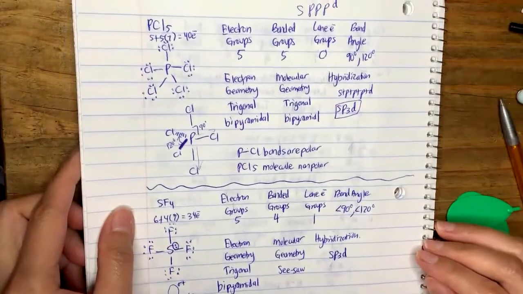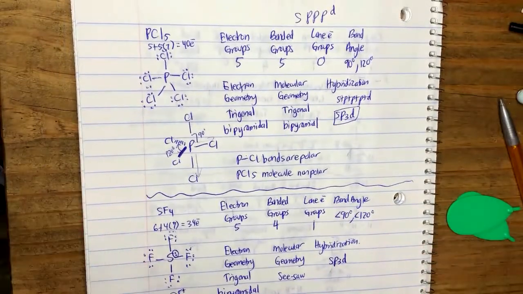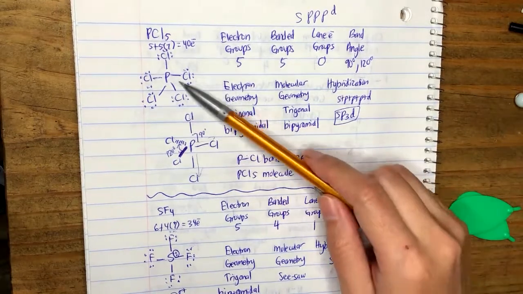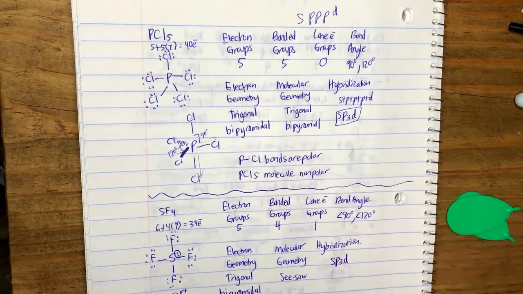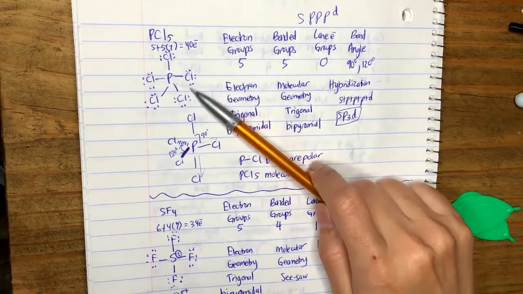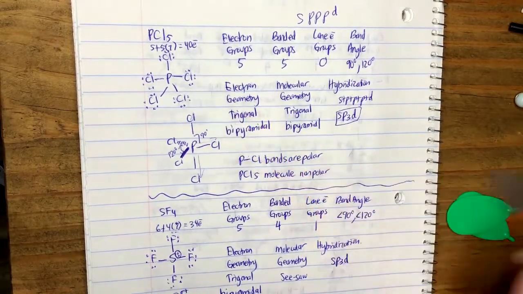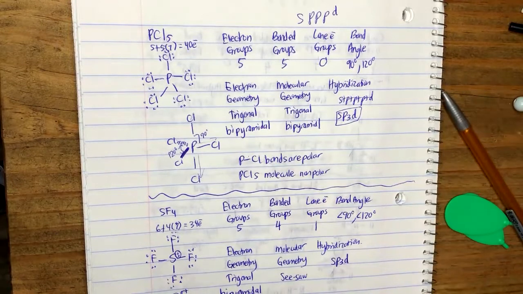Now we want to take a look at 5 groups, okay? Now we have 5 groups. What does 5 groups look like? When we drew the 5 groups, we had an example of an expanded octet, PCl5. We drew like a little starfish. This is not what the geometry looks like at all, okay? So I wanted to show you what 5 groups looks like.